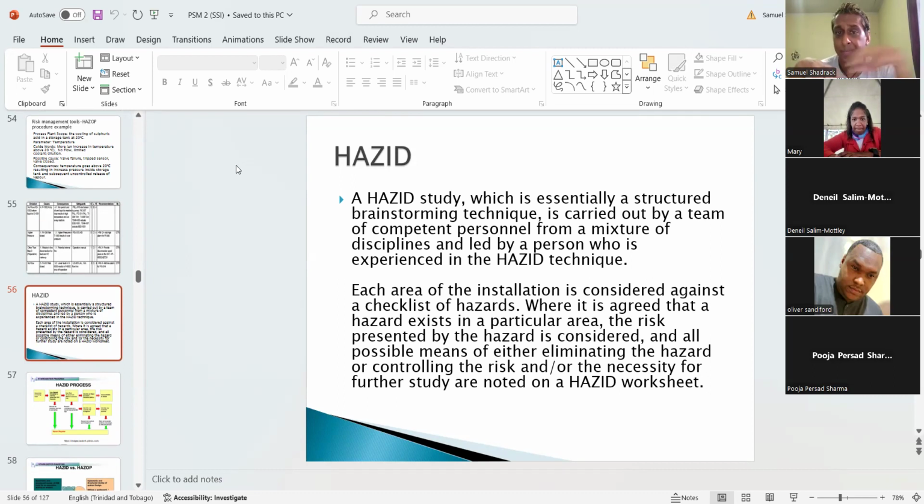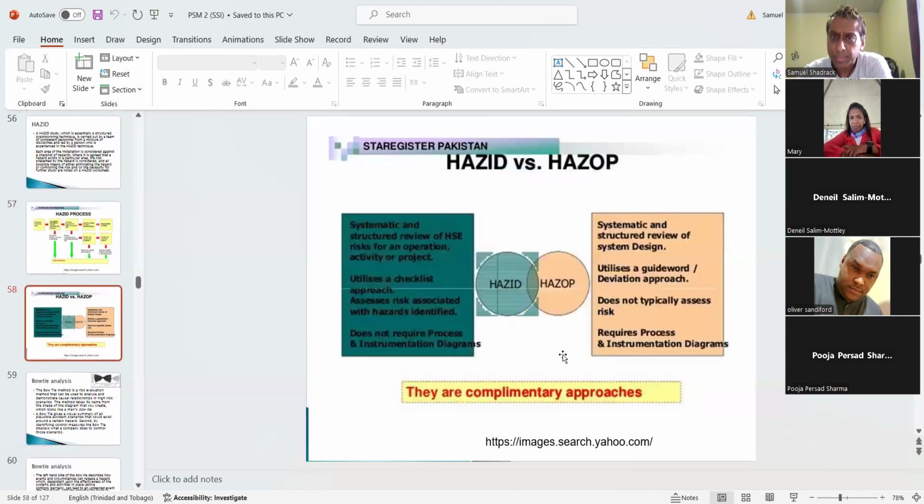But that just sounds like a hazard. That sounds like a hazard, right? But it's different. I'll tell you how it's different in the end. Each area of the installation is considered against a checklist of hazards where it is agreed that a hazard exists in a particular area. The risk presented by the hazard is considered, and all possible means of either eliminating the hazard or controlling the risk and or the necessity for further study are noted in a hazard worksheet.